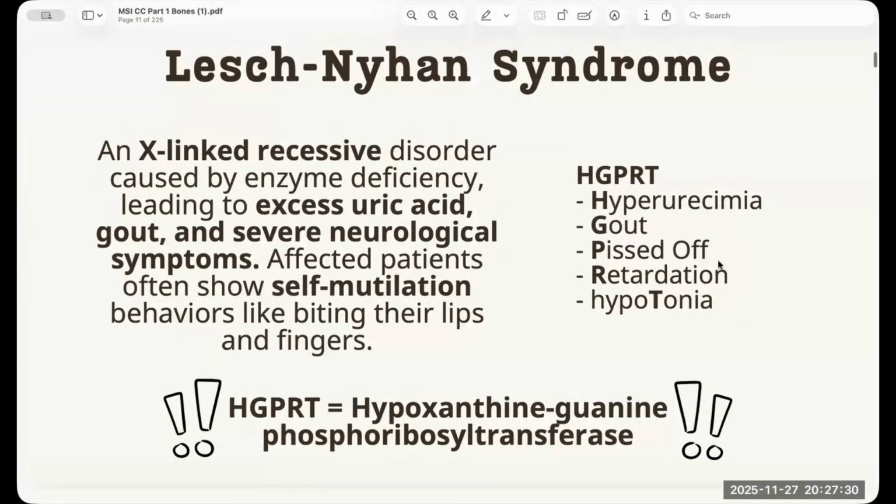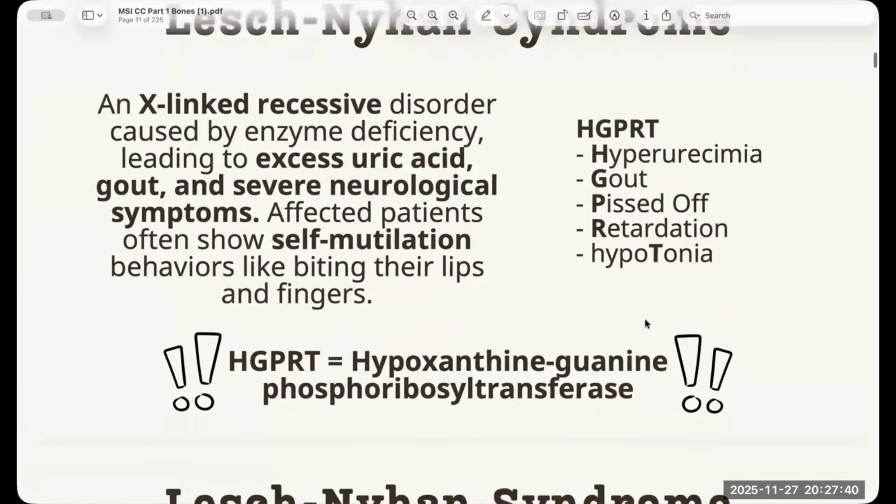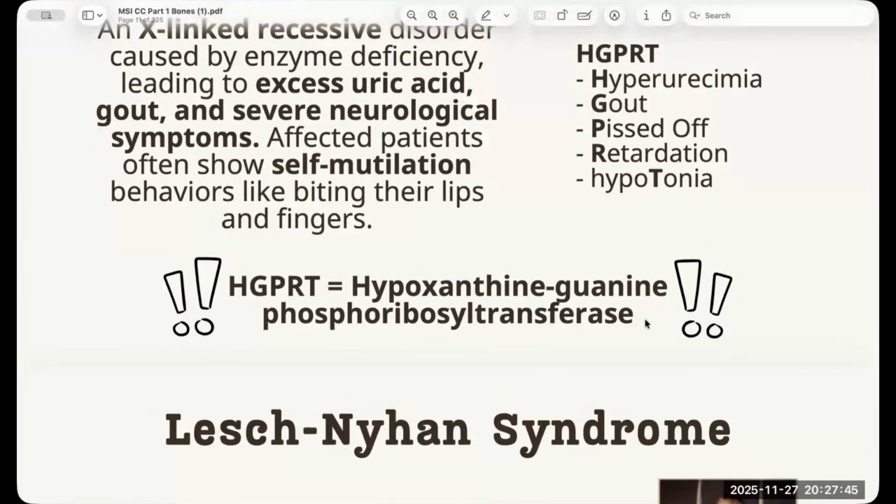So H stands for hyperuricemia, which we mentioned here. G is for gout. P is for pissed off because of their neurological symptoms. R is for retardation, and T is for hypotonia, which is decreased muscle tone because of the neurological symptoms.